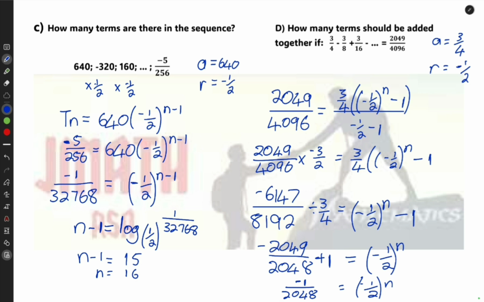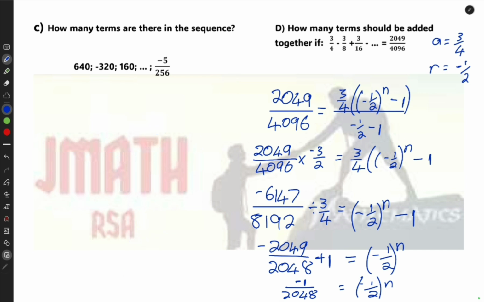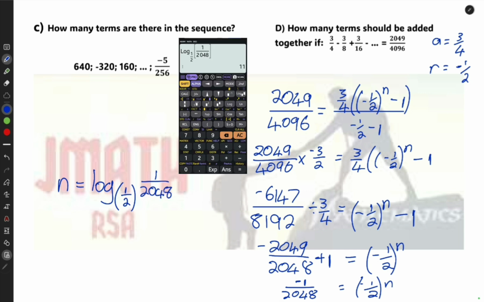So let's just see how the log would look for this question. If I rewrite this into logs, the base stays the base, but remember I don't write the minus. The other two numbers swap around, so n would be on the left, and then the 1 over 2048 would be on the right. And if I type that in, it says the answer is 11. Okay, so that's how logs work.